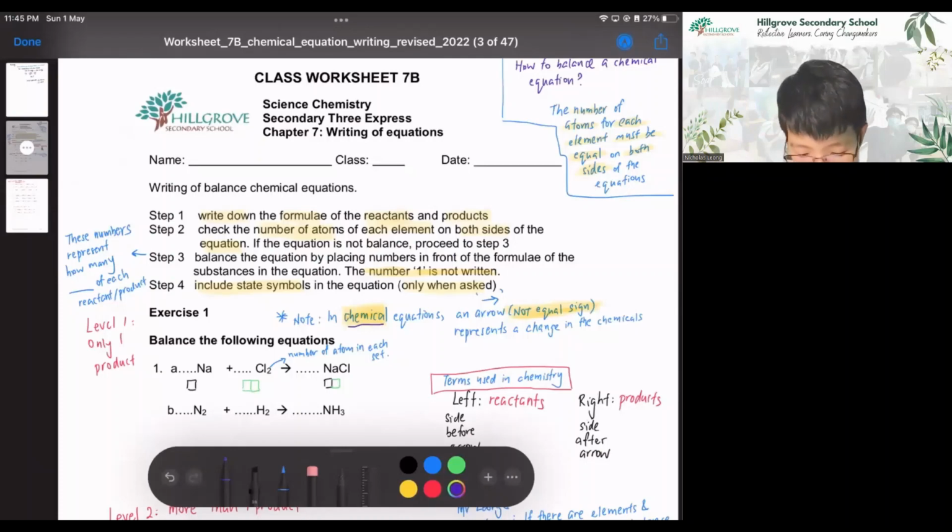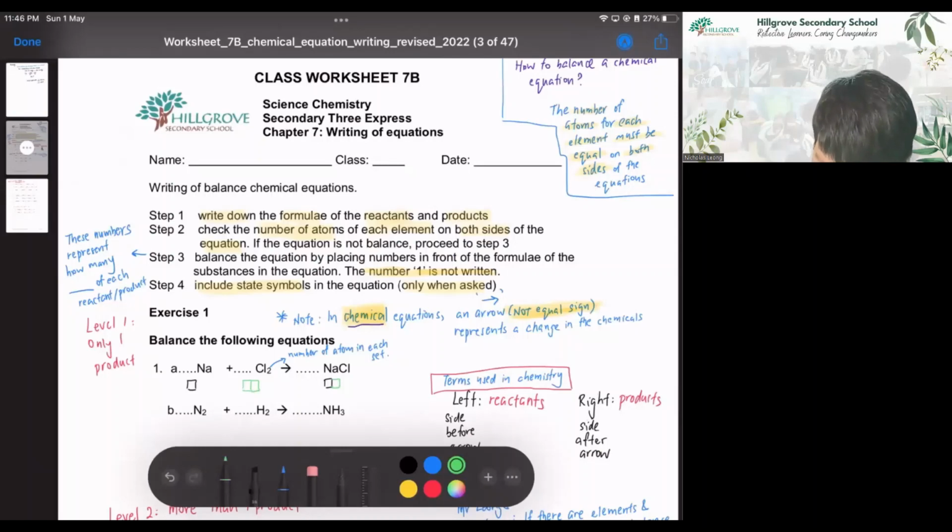So if you look at this equation here, for sodium, we have only one sodium atom on the left, and on the right side, we have only one sodium atom. So this one is equal already. Let's look at the next one. But this chlorine molecule has two chlorine atoms. So in this case, we must make sure that on the right side of the equation, there must be two chlorine atoms as well. So what do we do? In this case, you need to have two sets of sodium chloride.